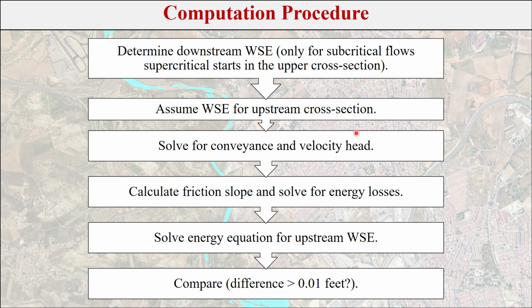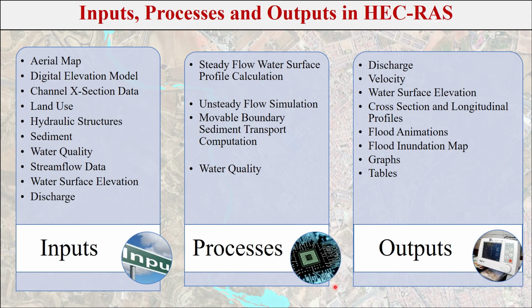Then we solve this equation, and finally we check whether the difference is greater than 0.01 feet or not. After comparing, if this is within the limit, then we display the final values, otherwise we again repeat the procedure and calculate the flow parameters until the difference is less than 0.001 feet.